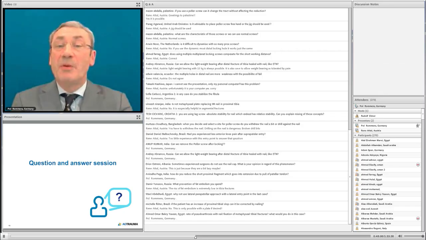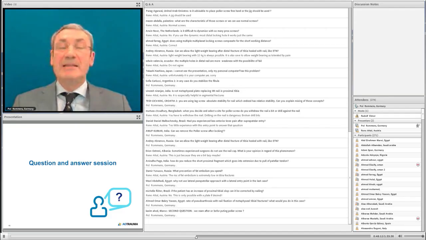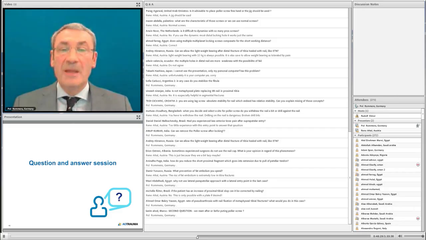I have a question from Morocco. Do we ream after or before putting the polar screws? I think it depends on at which stage you will need these polar screws. If it is difficult to put in your guide wire in the optimal way and in the optimal place, then you will already use the polar screws in this phase of the procedure, which means in the phase of introduction of the guide wire. Then reaming will come afterwards.